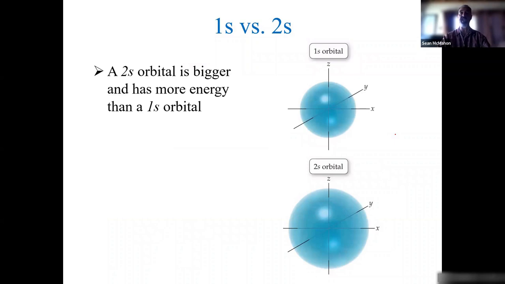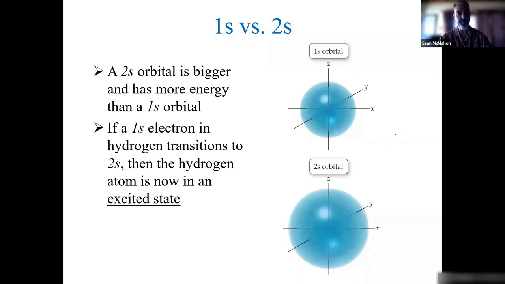What you need to understand is that even though the sublevels will have the same letters, if they're in different energy levels, they're going to be further away and they're going to be bigger. So a 2s orbital is the same shape as a 1s, but it's larger because it's further away.